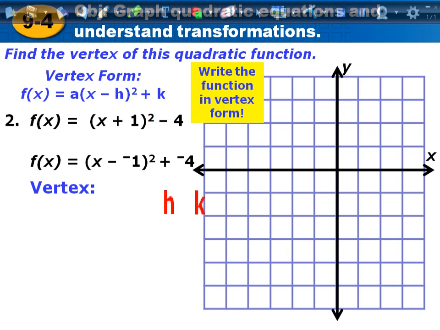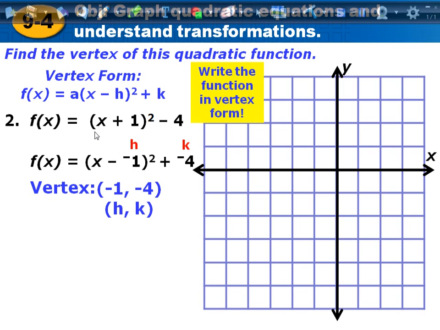So now I can pick out my (h, k). My h is negative 1 and my k is negative 4. And again, I just kind of like to think of it as my h, the sign is going to be opposite of what I think it's going to be. It looks like it's a positive 1, so it's going to be a negative 1. The k is exactly how it looks. It's minus 4, so it's a negative 4.